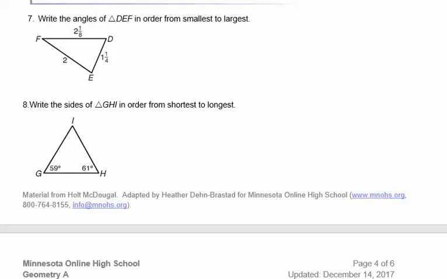Let's look at this one. It says write the angles of triangle DEF in order from the smallest to the greatest. So find the largest side. That's this one. So angle E is opposite that side. That's the largest angle. They want us to go from smallest to largest, so find the smallest side. Here's the smallest side. It's opposite the smallest angle. So angle F would be the smallest angle.